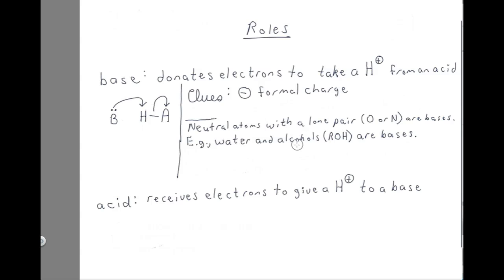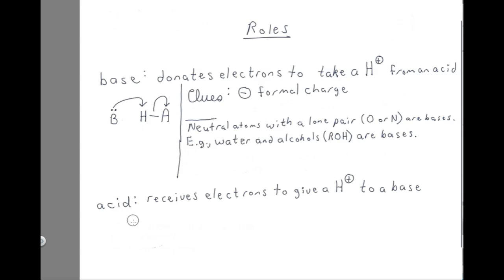For example, water and alcohols both have neutral oxygens with lone pairs. So both water and alcohols can be used as bases. And in fact, in this video series, we're usually going to be using water or alcohol as bases. You should know what an alcohol is. You should know that an alcohol is an OH group connected to a carbon chain. Atoms with negative formal charges can be bases, but we're actually not going to use those much in this video series. In this SN1 video series, we're usually going to be using water and alcohol as our bases. Those have neutral oxygens that have lone pairs.